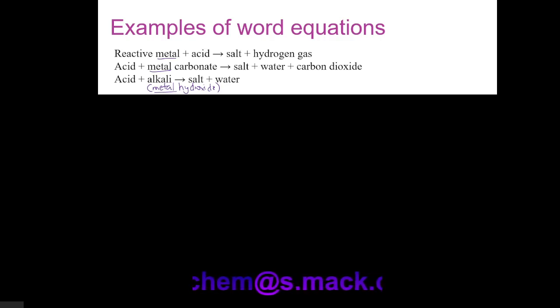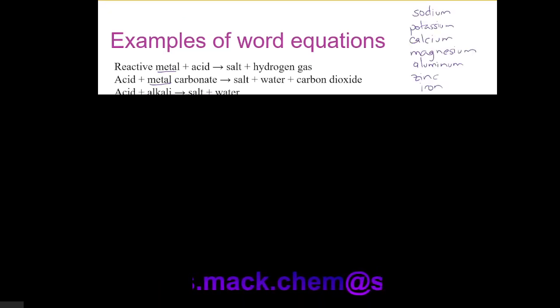Before we proceed to look at examples of equations, I'm going to pause and remind you of some reactive metals, and you have to take note of it from the screen if you need to. Some reactive metals include sodium, potassium, calcium, magnesium, aluminum, zinc, and iron. So feel free to pause the video and take down this list of reactive metals.